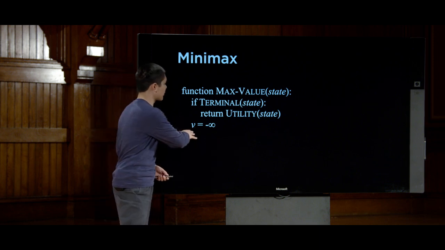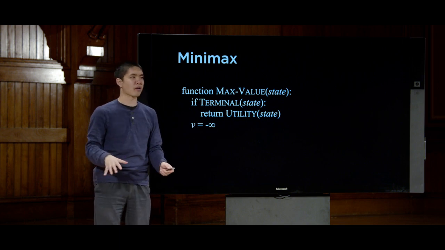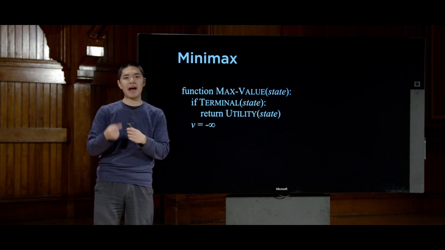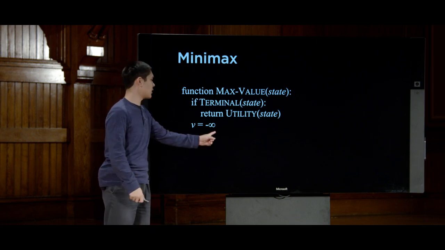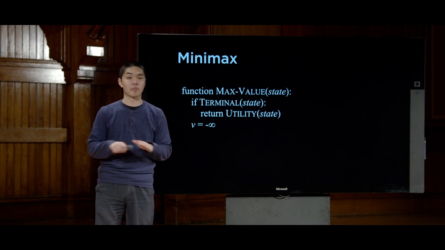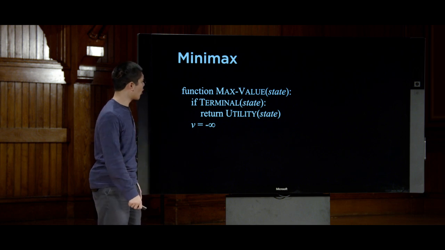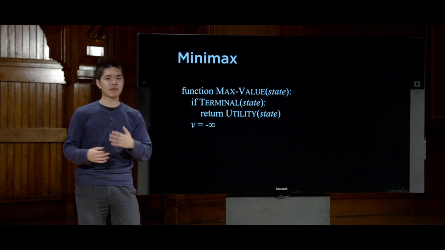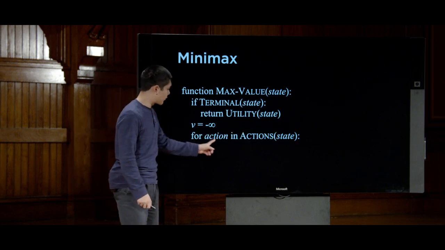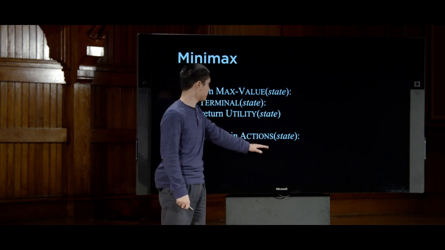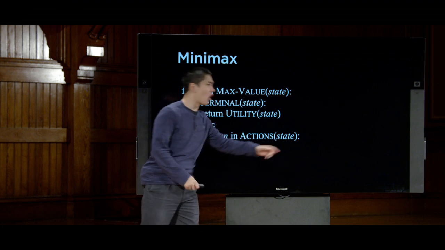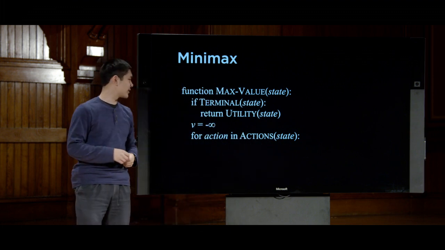But the idea here is I want the value initially to be as low as possible, because as I consider my actions, I'm always going to try and do better than v. And if I set v to -infinity, I know I can always do better than that. So now I consider my actions. This is going to be some kind of loop where for every action in actions of state, recall actions is a function that takes my state and gives me all the possible actions that I can use in that state.